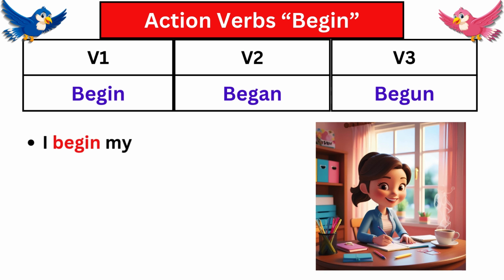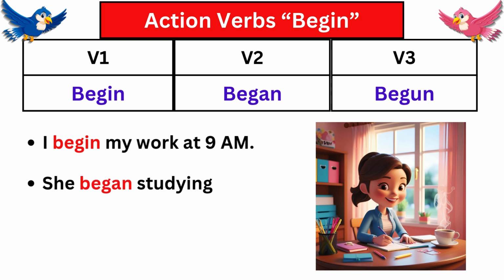V1, present simple: I begin my work at 9 a.m. This means I do this regularly. V2, past simple: She began studying at 5 p.m. This happened in the past.